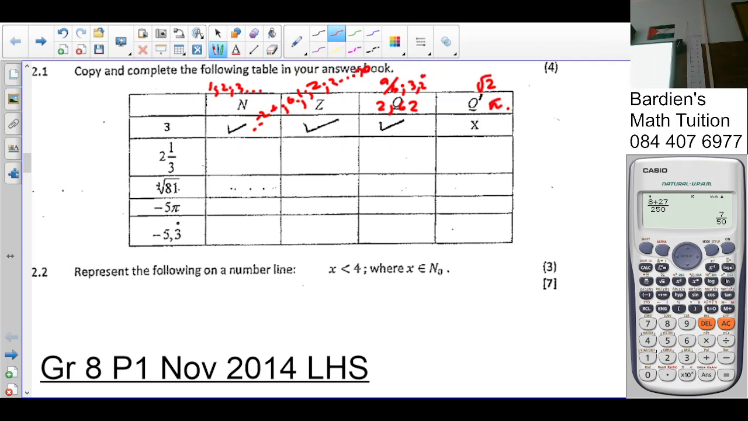Okay. So 2 and 1 over 3 is not a natural number. Neither is it an integer. It is definitely rational because it can be written as a fraction, and of course not irrational. The fourth root of 81: 81 can be written as 3 to the power 4, so the fourth root of 81 is 3. So yes, it's natural, an integer, rational, because it can be written as a fraction, which is 3 over 1, and can't be irrational. Negative 5 pi, that of course is an example of irrational numbers, so the rest is not.